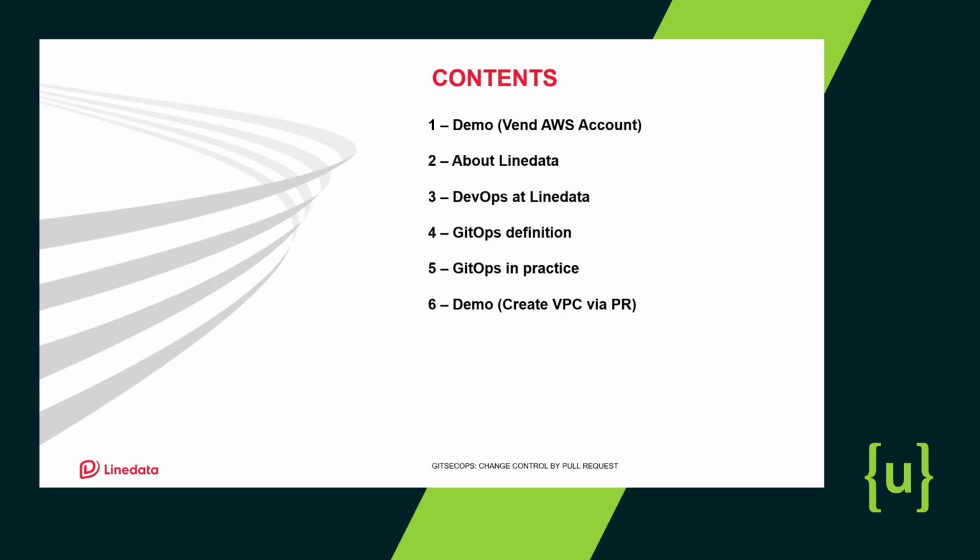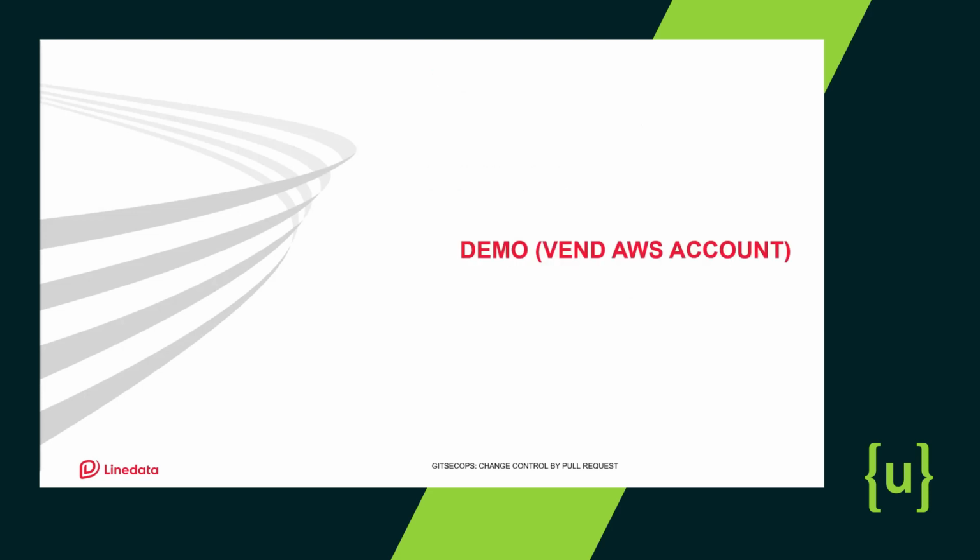Then we'll talk a little bit about Linedata and our DevOps journey and why we decided to go with GitOps. We'll talk about the definition of GitOps, what it looks like in practice, and as I mentioned, we'll finish up by showing a demo of creating an Amazon VPC through a pull request in Git. So first, let's go ahead and go into our demo.